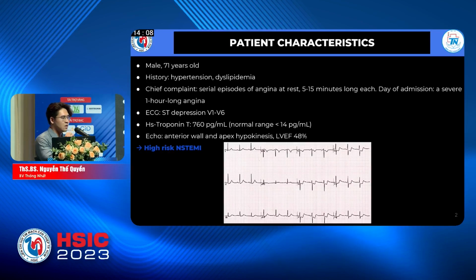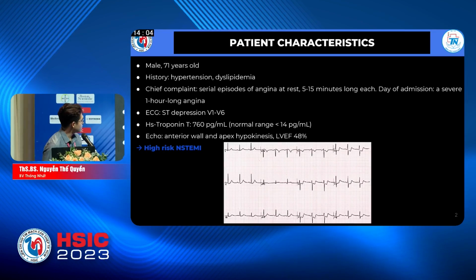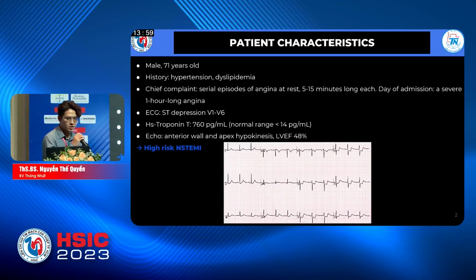First of all, we will have a quick review of the patient. It is a 71-year-old male patient with the history of hypertension and dyslipidemia, presenting with a chief complaint of multiple episodes of angina at rest, lasting from 5 to 15 minutes each, and self-subsided. On the day of admission, the patient had a severe, sustained 1 hour long angina, so he sought medical care.